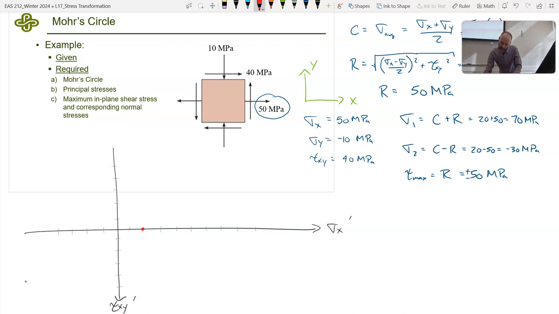My sigma 1 is going to be at 70. So I just come over from that 5 tick marks. 1, 2, 5. Right there. So that's my sigma 1, 0 data point, right? This is going to be sigma comma tau value. My sigma 2 is minus 30. Right there. And then my tau max plus or minus 50. So it's basically right there.